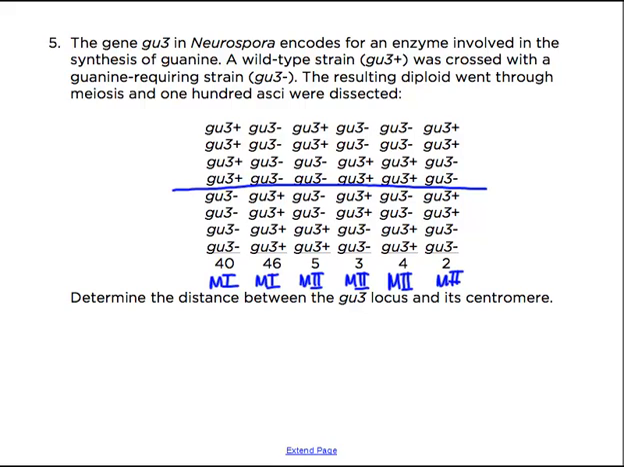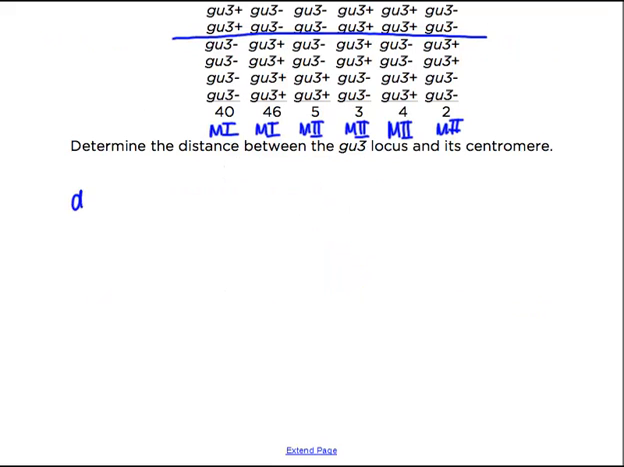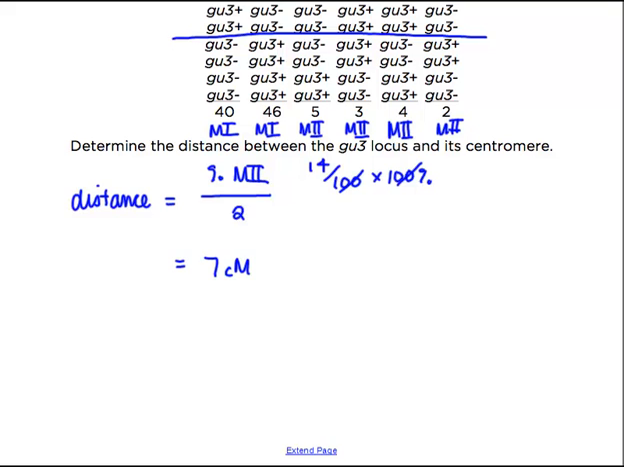So how do you find the distance between the locus and its centromere? You take the percent of M2 segregation patterns divided by 2. Now to find percent M2, that is the number of M2, which here is 14, divided by the total number of asci, which here is 100, and then times 100% to get the percentage. So because you're dividing by 100 and multiplying, you can just cross that out and get 14. 14 is the percent of M2 in the total asci. And when you divide that by 2, you get 7. So there's 7 centimorgans between the GU3 locus and its centromere.